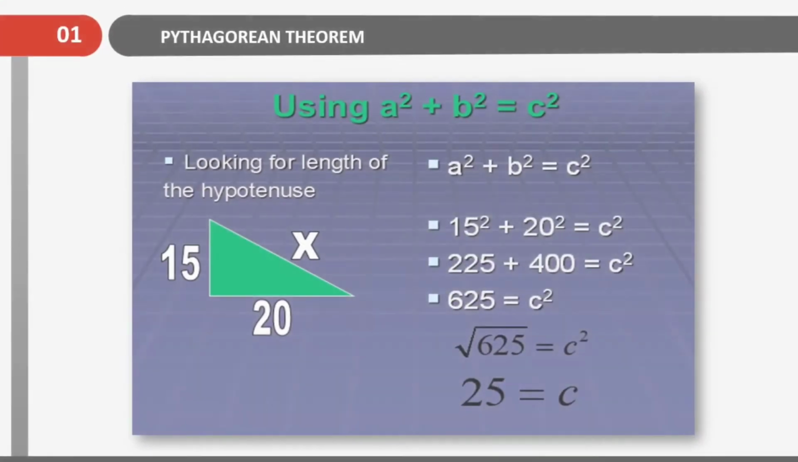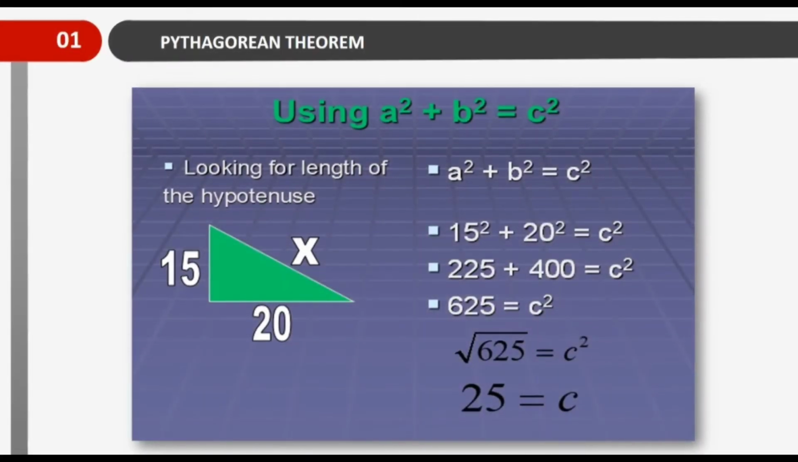Here is an example of finding the length of the hypotenuse using the formula A squared plus B squared equals C squared. There is a given value for both sides, A and B. A is equal to 15 and B is equal to 20. So we are going to find X, which is the length of the hypotenuse.